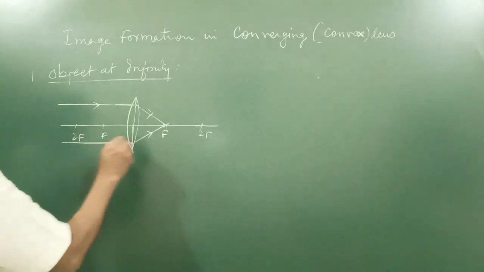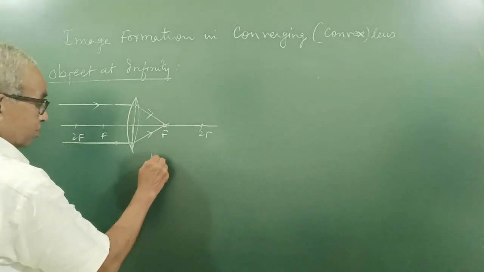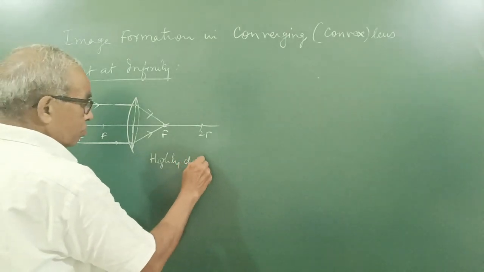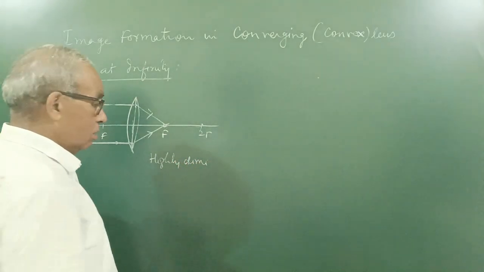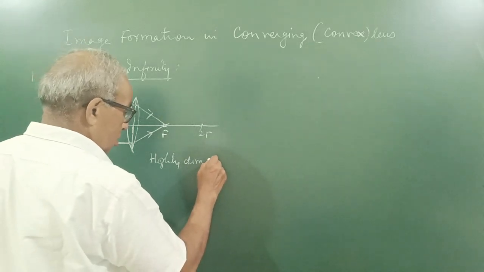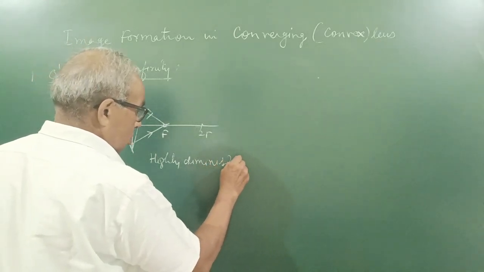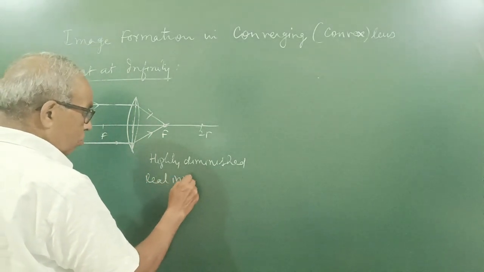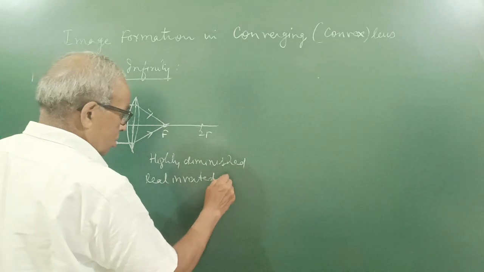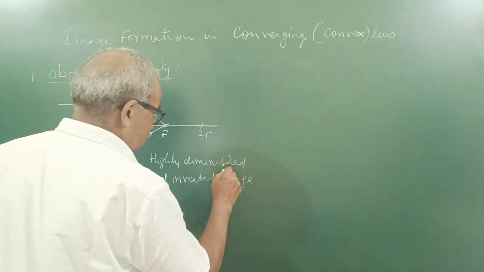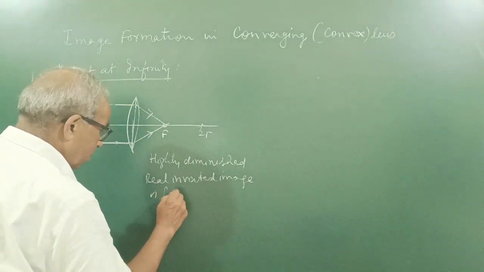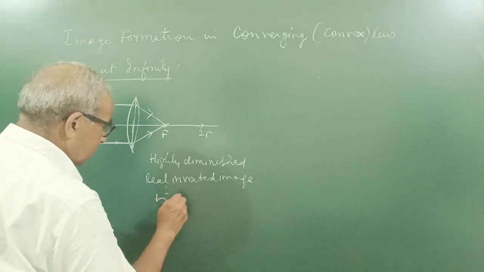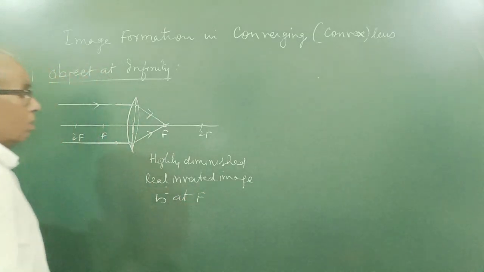So here we say highly diminished. Diminished means smaller in size. Highly diminished, real, inverted image is formed. Here, it is at focus, at F. You have to remember this.